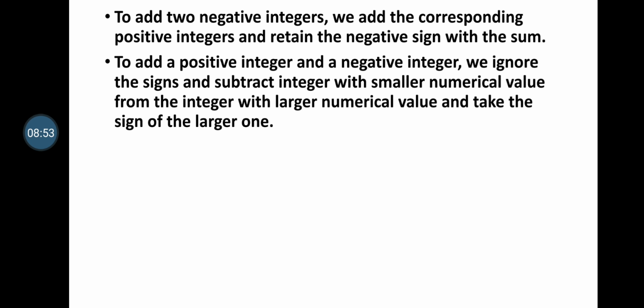To add a positive integer and a negative integer, we ignore the signs and subtract the integer with the smaller numerical value from the integer with the larger numerical value and take the sign of the larger number. Suppose one number is positive and the other number is negative. What you should do is subtract the smaller number from the bigger number. Suppose 8 and 5 are there. So 8 is the bigger number and 5 is the smaller number. So you will subtract 8 minus 5 and you will get 3 as your remaining value.